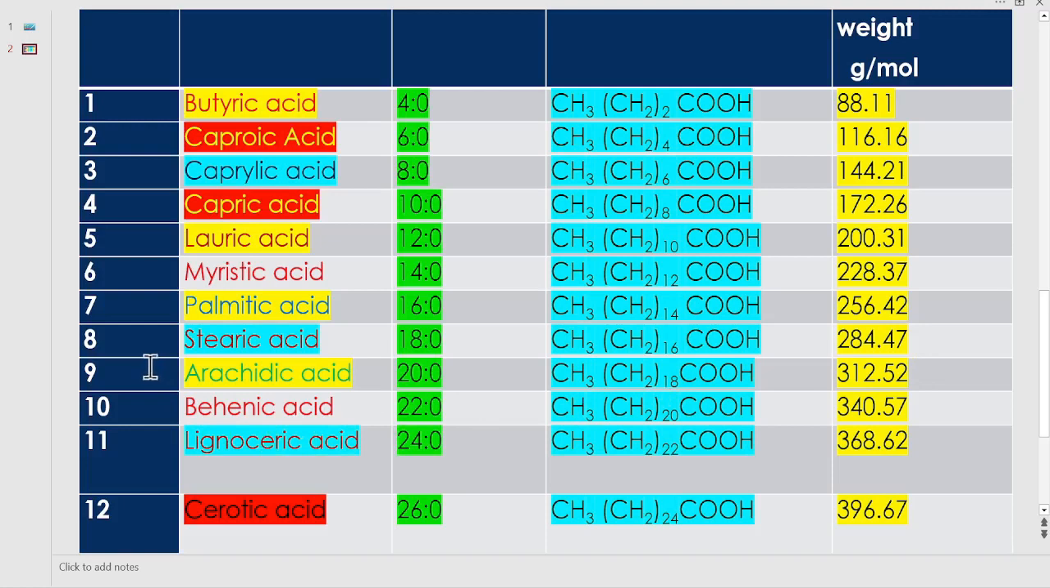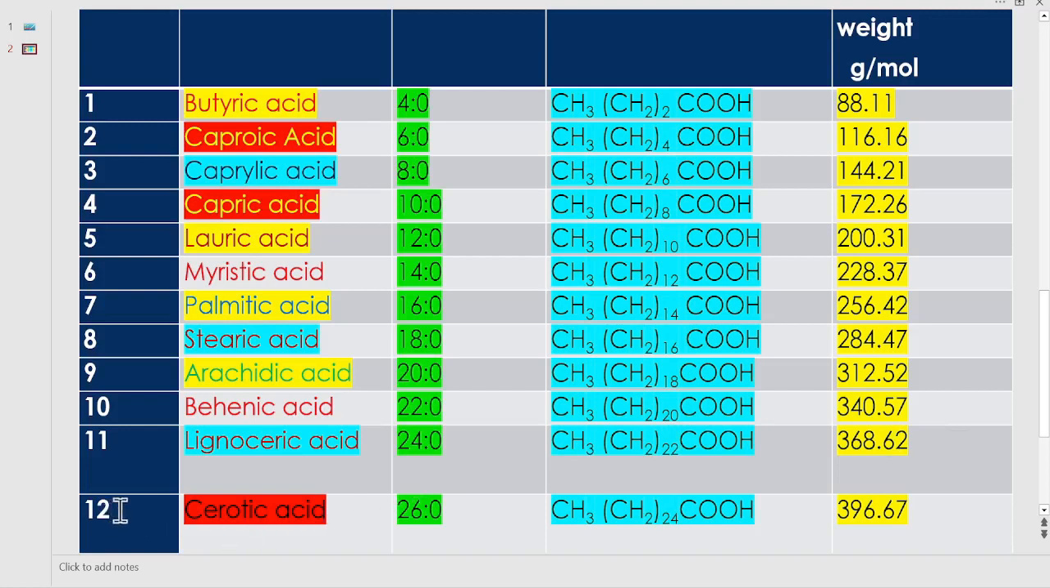Next, ninth one is arachidic acid. It contains 20 carbons, and its molecular weight is 312.52. Next, behenic acid. It contains 22 carbons, and its molecular weight is 340.57. Next, 11th saturated fatty acid, lignoceric acid. It contains 24 carbons, and its molecular weight is 368.62.